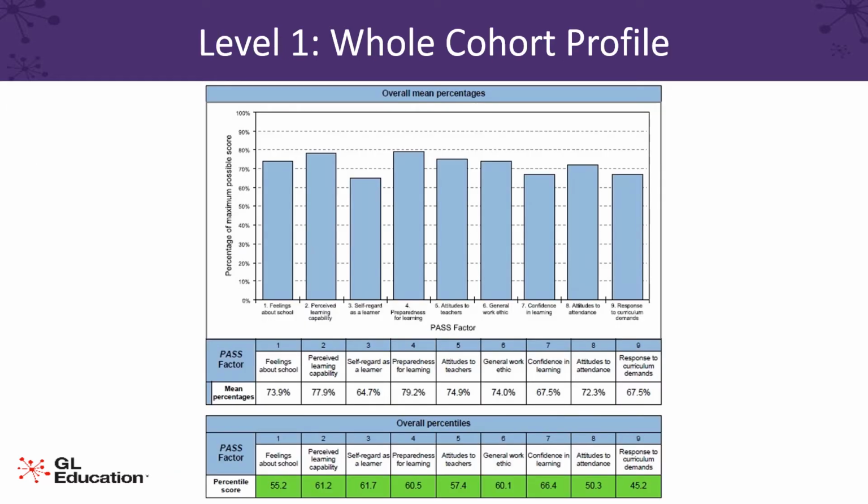The first level of analysis you will find in your PASS report is the analysis across the whole group. This is represented as a bar chart of the mean percentage scores, with the percentages detailed in the table below. The standardised percentile scores, all green in this example, can be found in the table below this one. This level of analysis will allow you to look at the scores factor by factor across a whole cohort. It can be particularly useful for comparing against previous year data to look for trends over time.